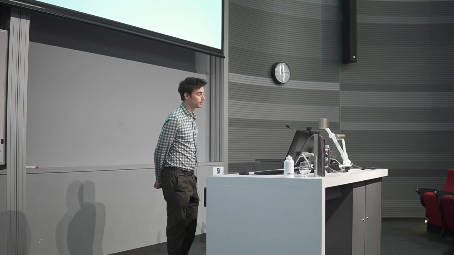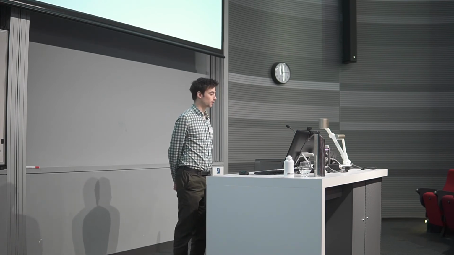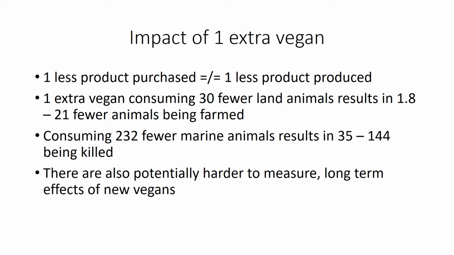This is relatively well studied for some other areas of industry, less so for animal agriculture, but Animal Charity Evaluators have estimated one extra vegan consuming 30 fewer farmed land animals results in 1.8 to 21 fewer animals being farmed. Big range because there's a lot of uncertainty. But we can see that already it's definitely less than a 1-to-1 ratio.